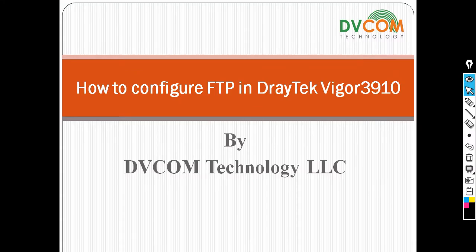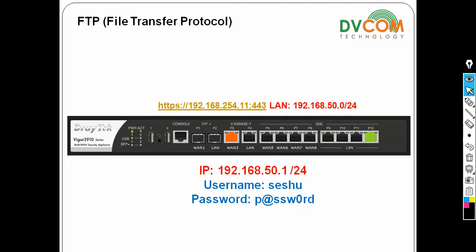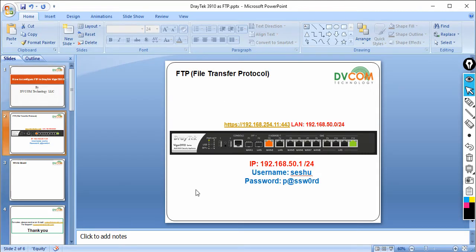In this lab, I am going to show you how to configure FTP in DrayTek Vigor3910. So your DrayTek Vigor3910 is going to act as an FTP server, and the default IP address which I configured for the LAN is 192.168.50.1, and I am going to configure the FTP username as Seshu and password is p@ssw0rt. Already I have a pen drive, directly inserted on port number 1. This is a 15 GB pen drive. So let's go and see what are the things we are going to configure to enable FTP.